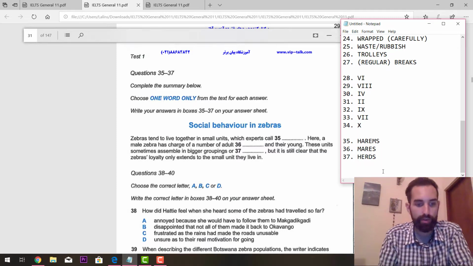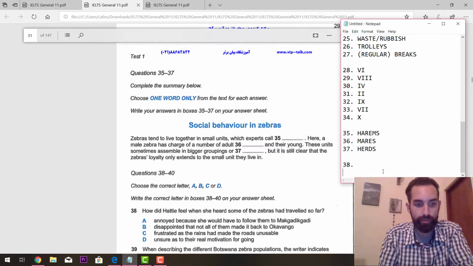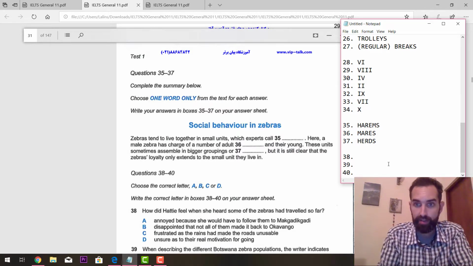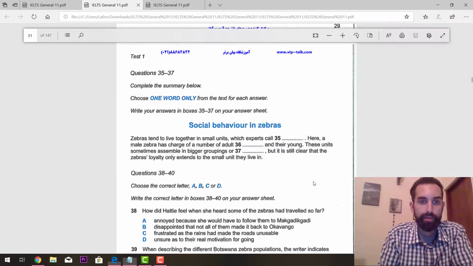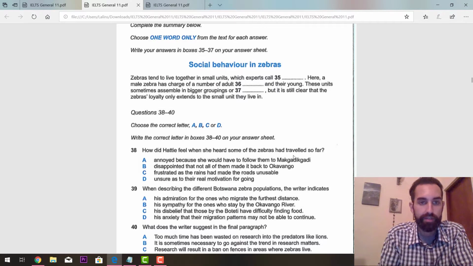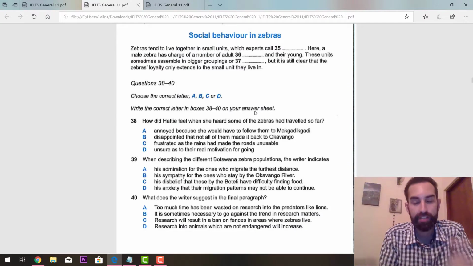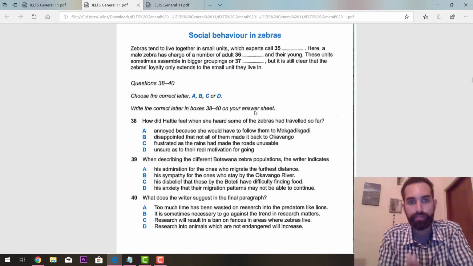Okay, so now we go on to 38 to 40, the last questions of the section and the test. Okay, so here we go. Questions 38 to 40. Choose the correct letter A, B, C, or D. Write the correct letter in boxes 38 to 40 on your answer sheet. So this is clearly a multiple choice.